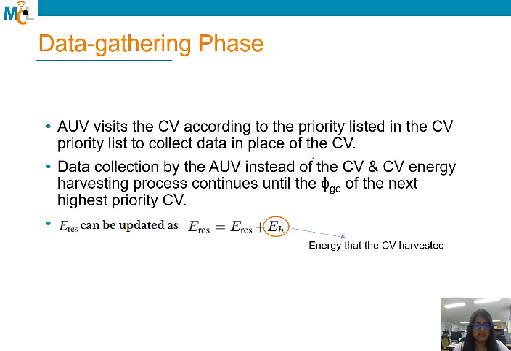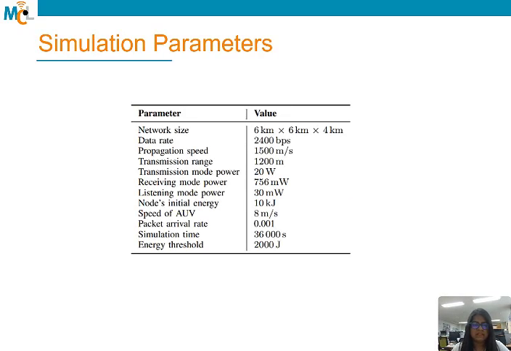And the residual energy of the cut vertex can be updated as the residual energy that it already has plus the energy that can be harvested while the AUV is collecting data from the lower level sensor nodes. And these are our simulation parameters. As you see, the propagation speed is 1500 meters per second. The initial energy of the sensor nodes is 10 kilojoules, and 2000 joules is our residual energy threshold for cut vertices.